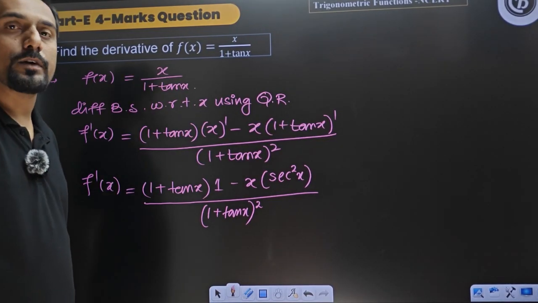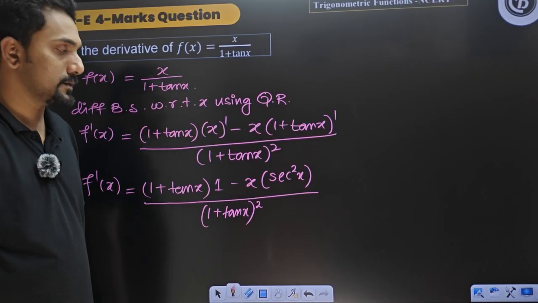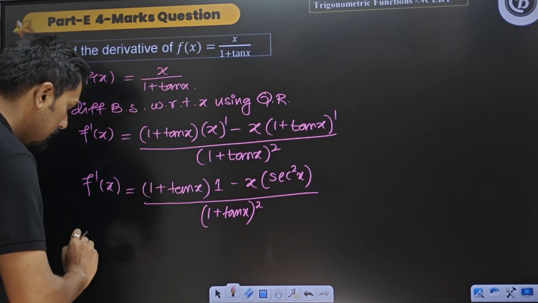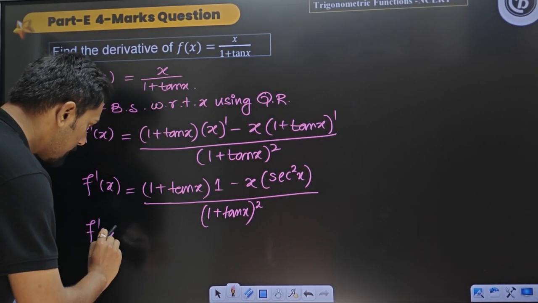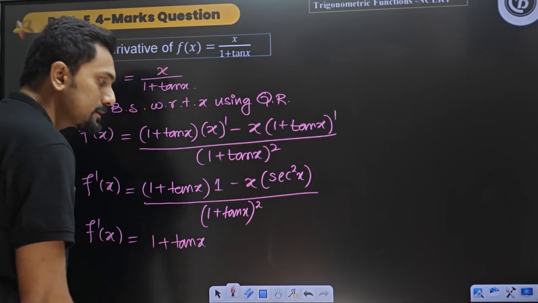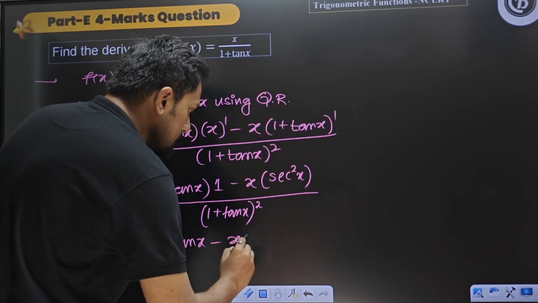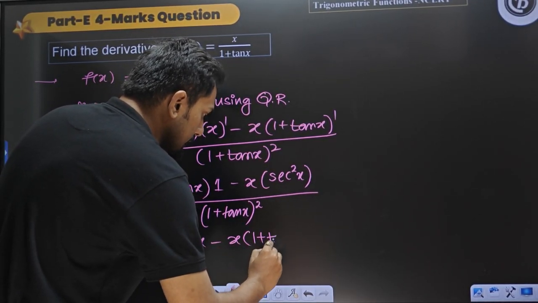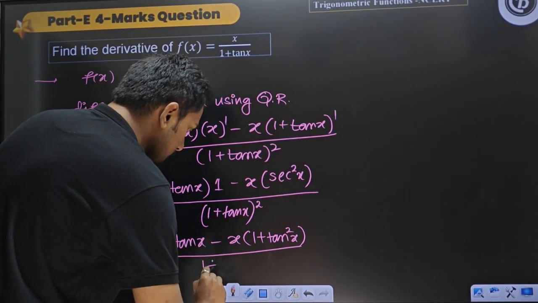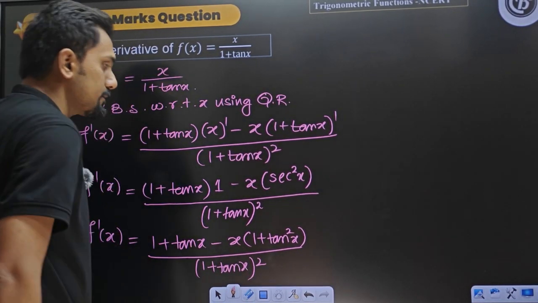Can we simplify further here? See, instead of secant square x you can write 1 plus tan square x. What can we do after writing 1 plus tan square x, sir? Yes, let me write. See what happens. f dash of x is equal to 1 plus tan x into 1 becomes 1 plus tan x only, minus x into secant square x, that is we write 1 plus tan square x, divided by 1 plus tan x whole square.